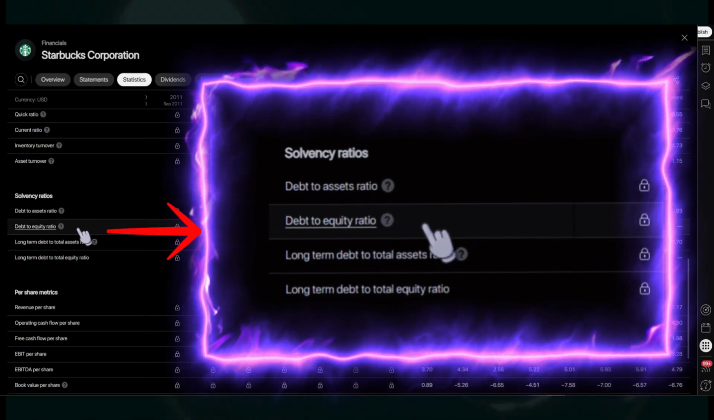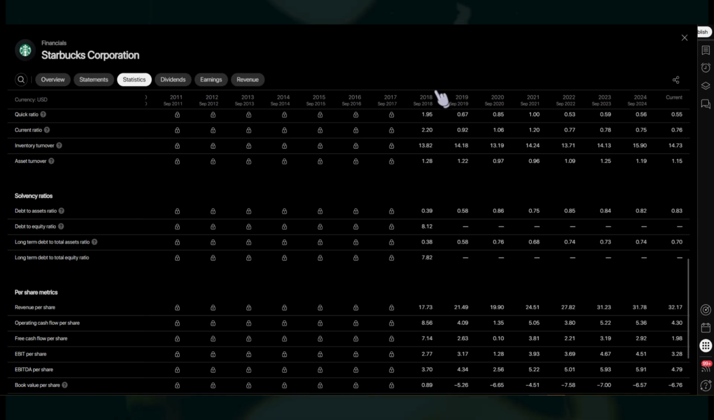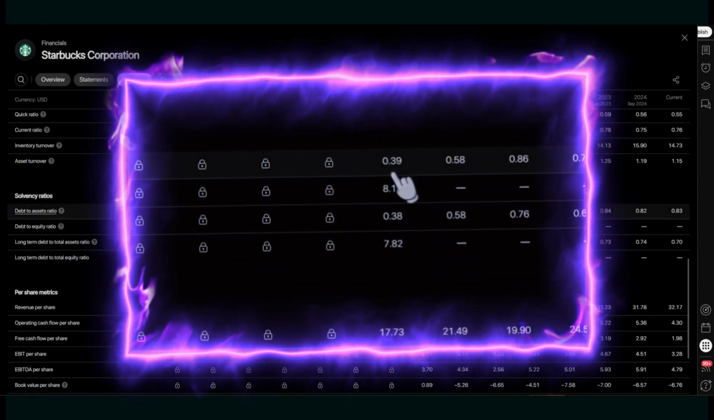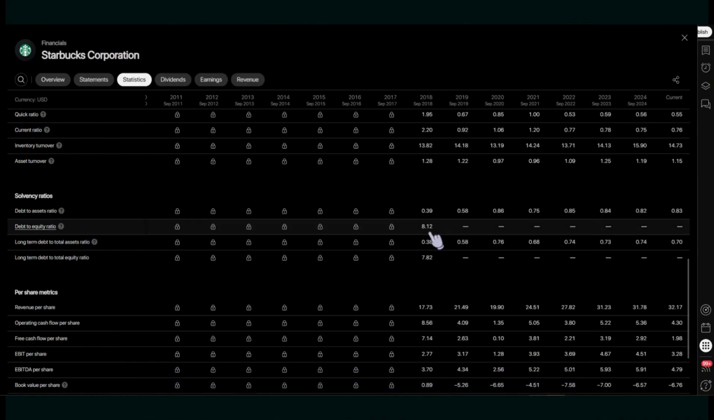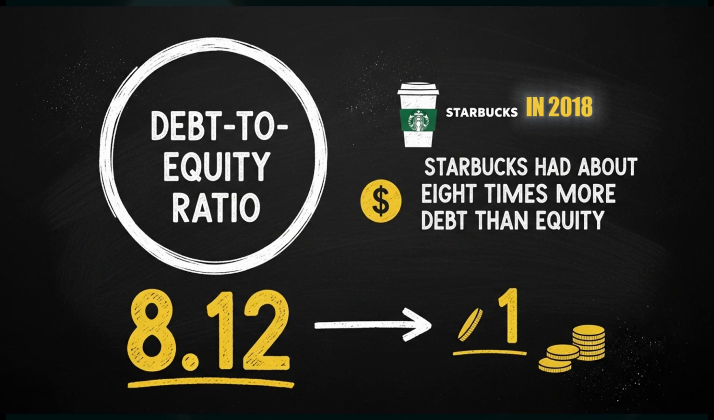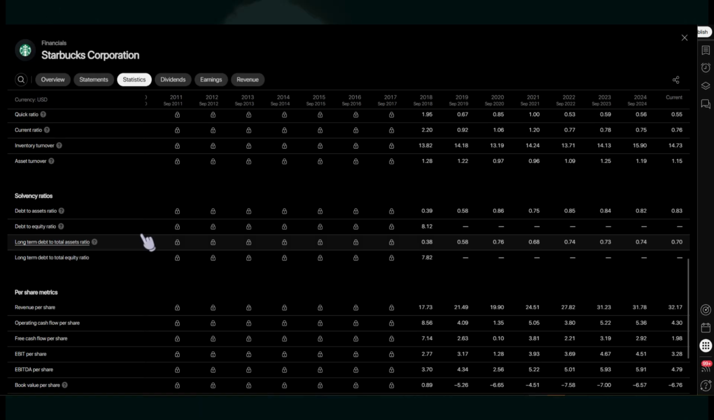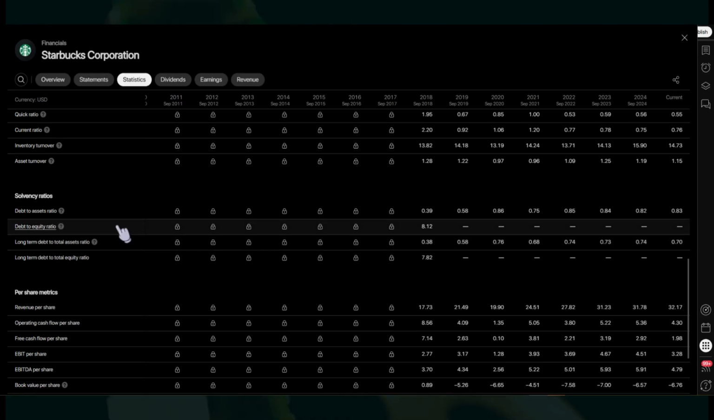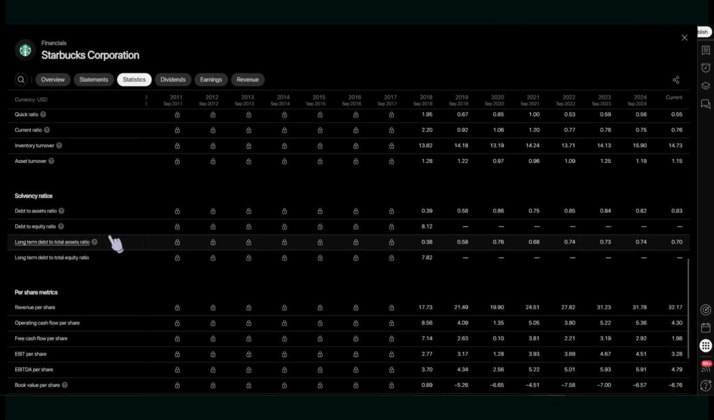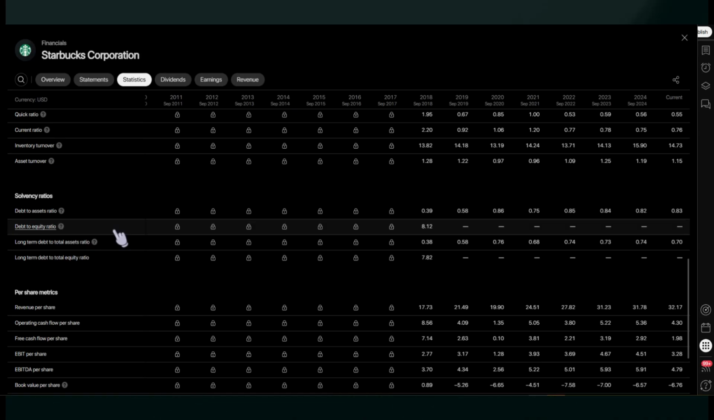Debt to equity ratio, the last time TradingView recorded it was back in 2018, sitting at 8.12, which means Starbucks already had about 8 times more debt than equity. After that, the ratio goes blank because their equity dropped so low that the ratio can't even be calculated anymore. Again, that lines up perfectly with that massive return on equity we saw earlier. When equity gets that thin, even small earnings make ROE look crazy.